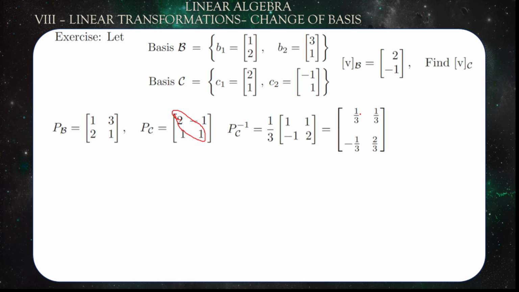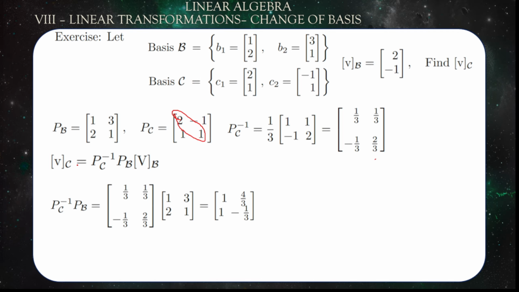So what we get is 1/3, 1/3, minus 1/3, 2/3. This is the inverse of the P matrix. Now, V of C is given by, so the value of the matrix, which was defined on the B coordinate system, becomes P minus 1 C, which is this one, multiplied by VB, multiplied by PB. Or you can change the order. So let's check P minus 1 times PB.